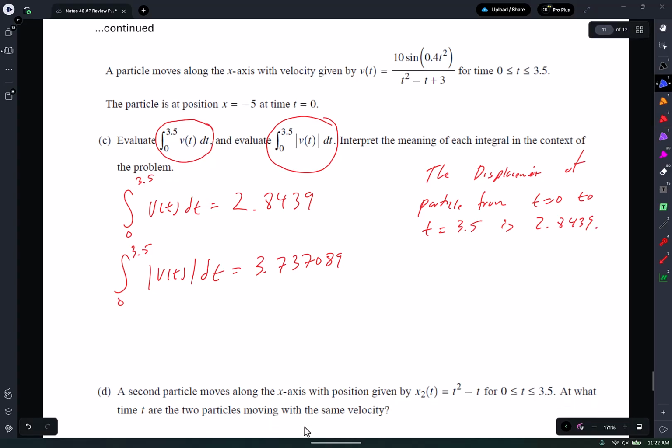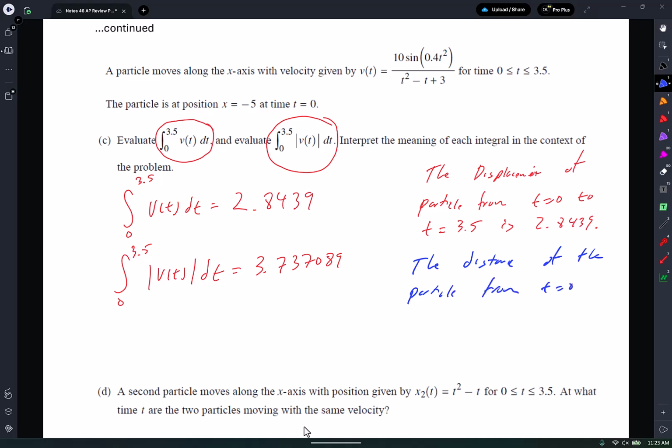And then here's the other one. The distance of the particle from t equals 0 to t equals 3.5. There's probably more elegant ways to say that. Maybe you should say the distance of the particle in the time interval 0 to 3.5. Maybe it's more elegant to say that, is 3.737089. There it is, full credit.